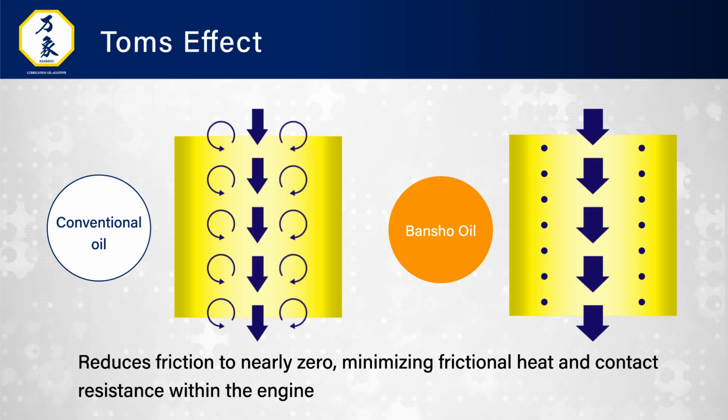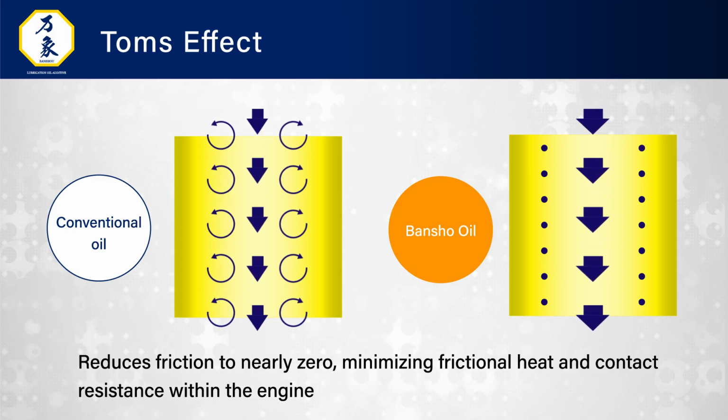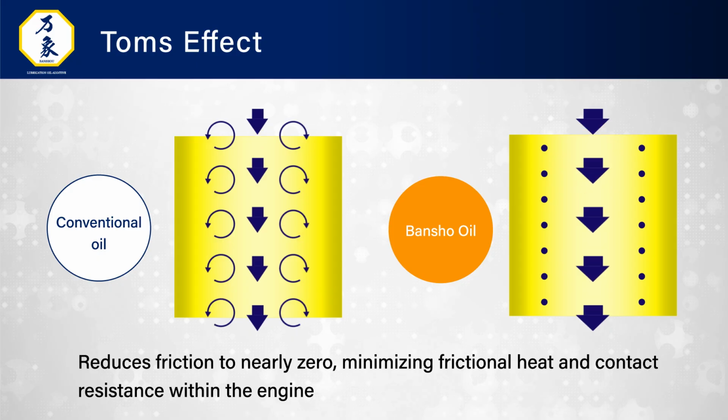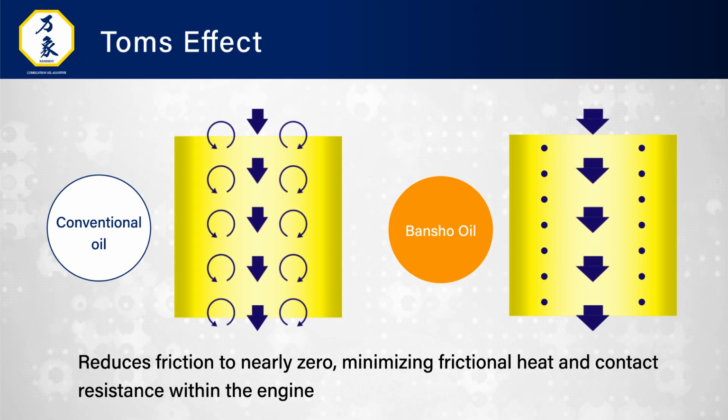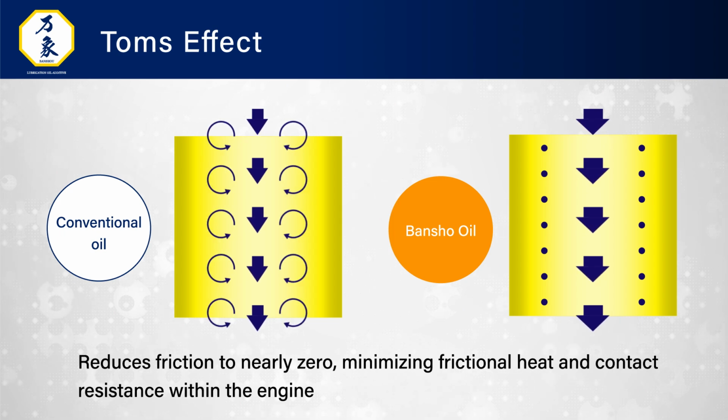Bansho Oil is a high-polymer oil that blends with the low-molecular base oil inside the engine, reducing friction resistance to nearly zero. This phenomenon is known as the Additive effect, which minimizes metal friction to an extreme degree, resulting in longer engine life and reduced friction heat.